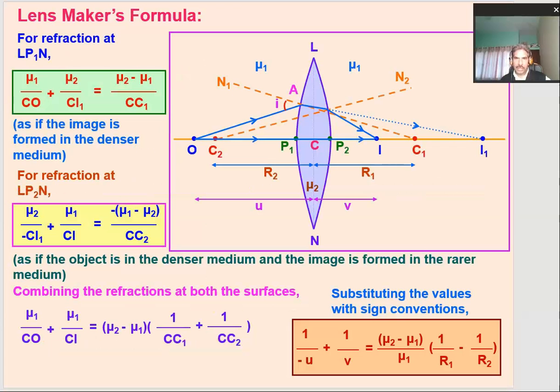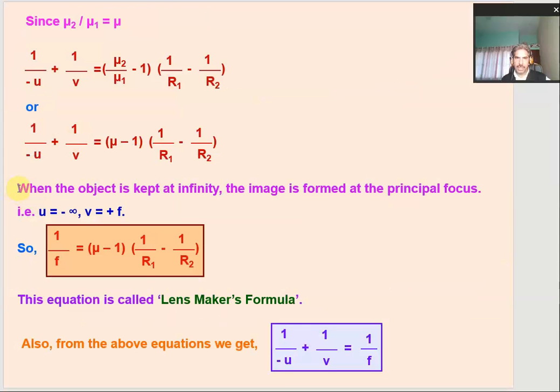We have just seen that there are only a few steps to derive the lens maker's formula. The only thing is that we have to remember these formulas by some method. Once we remember these two formulas, every other step is quite easy to follow, because we just have to add and substitute the values according to sign conventions and impose this special case, and we get the lens maker's formula. Further, comparing this lens maker's formula with this final result, we can also get the lens equation, which we will derive in the coming step.